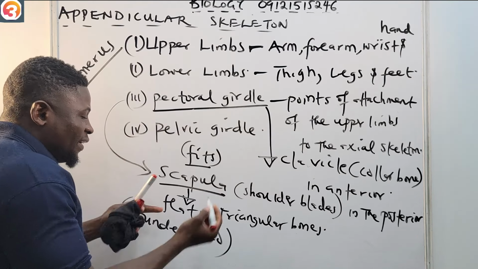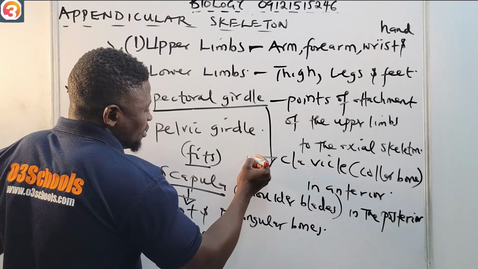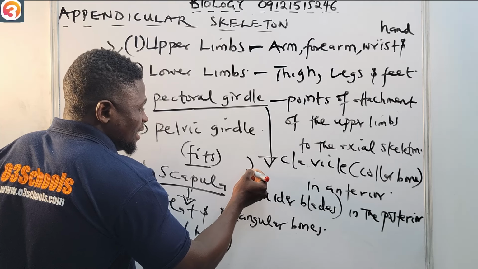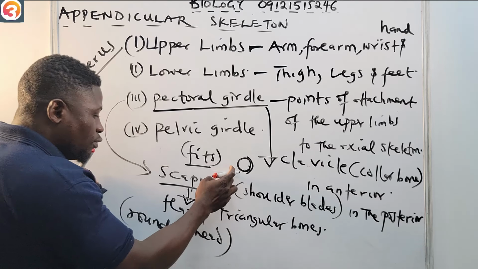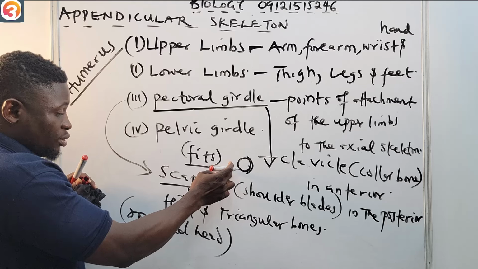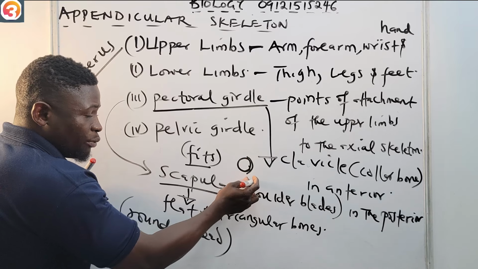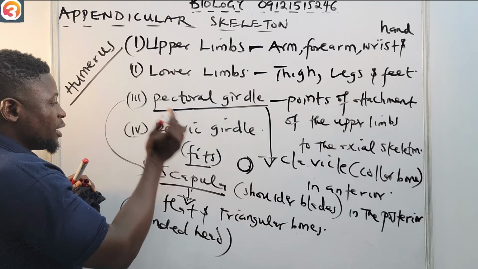The rounded head fits into, just like something like this. There's a depression in the scapula like this, then there's a rounded head of the humerus. This is the scapula with the depression, and this is the humerus with the rounded head.